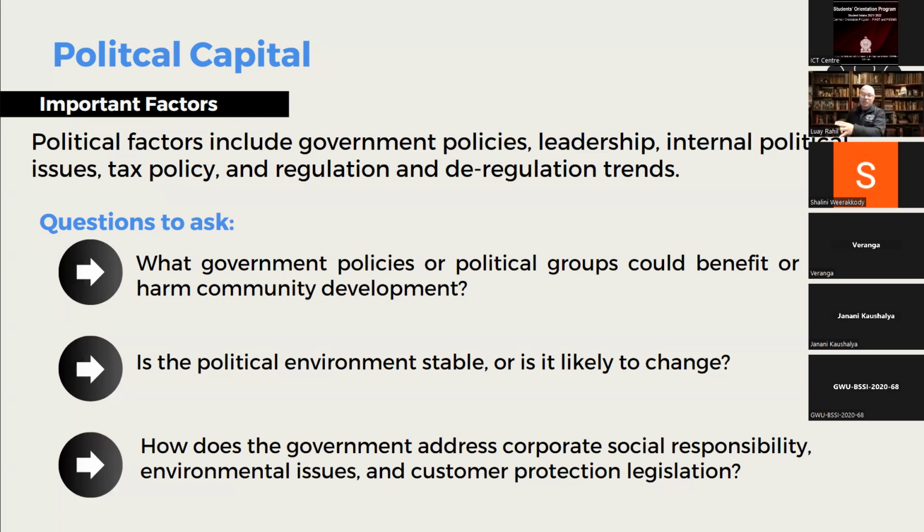So what questions can you ask to do your assessment for political capital? You could ask, what government policies or political groups could benefit or harm community development, right? If I want to be environmentally friendly, I cannot bring a company or organization to work in my community that harms the environment. So I need to know exactly what I want to do. Is the political environment stable, or is it likely to change?